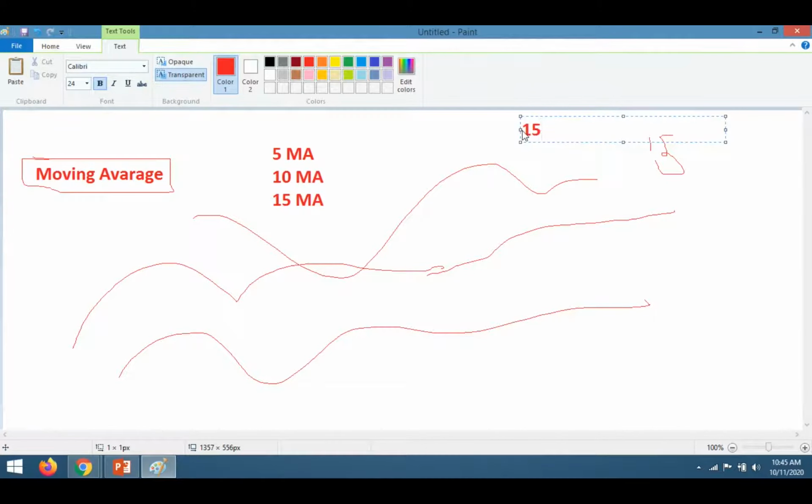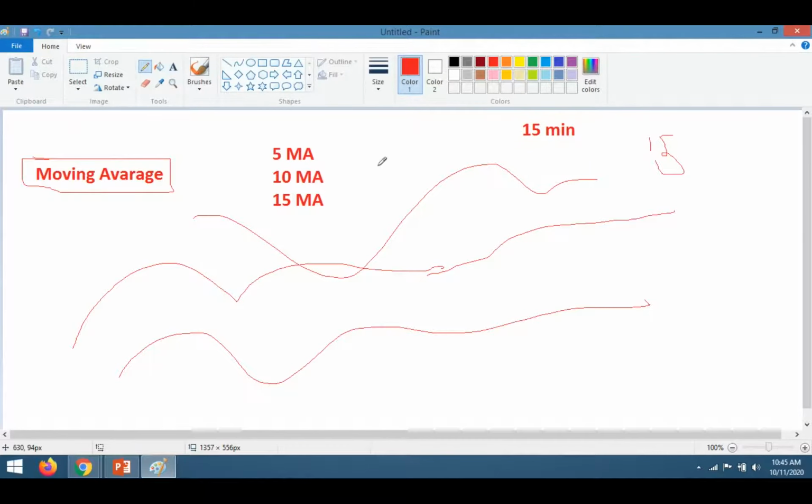if you are in a 15 minute time frame, then the 5 moving average is the average price of the last 5 candles of 15 minutes. A line is automatically drawn on that average price. Okay, and that is the moving average. So accordingly, you can use the moving averages.